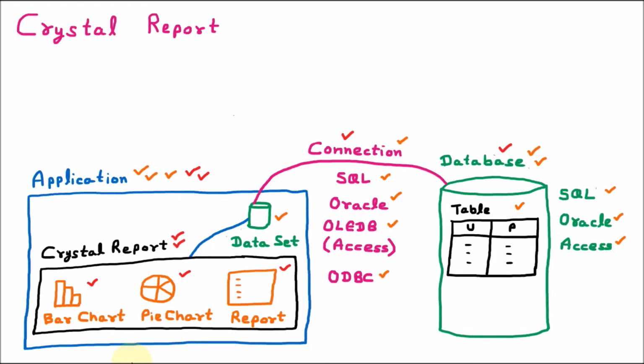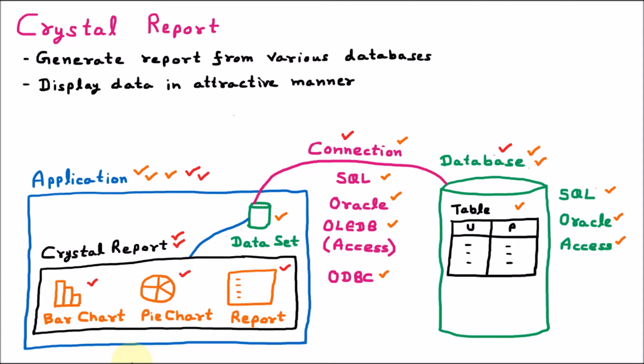Crystal report is used to generate the report from various databases, just like it can be SQL, Access, Oracle, XML, any database, it can generate the report. The purpose of crystal report is that we want to display the data in an attractive manner. Let us suppose that we are having the database of some company, from where we are having a table where we are having the complete records of every year growth. Let us suppose that we want to display a bar chart where we want to display what is our yearly growth. So attractively we can display that data using the crystal report.